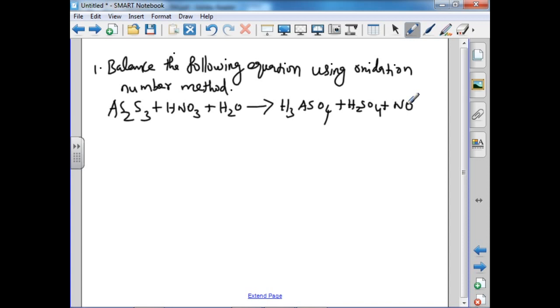So you already know the rules for how to balance the equation. First step, write the skeleton equation. Don't worry about that, so this is the skeleton equation. The second step, find out the oxidation numbers and identify which atoms change in oxidation number.